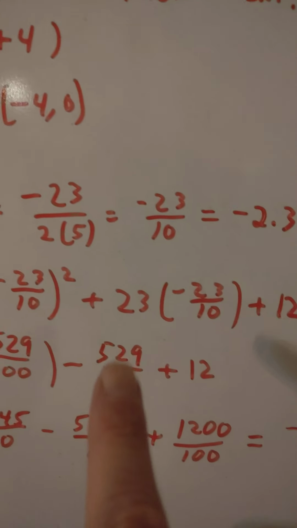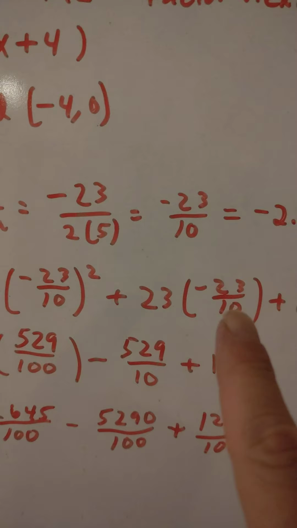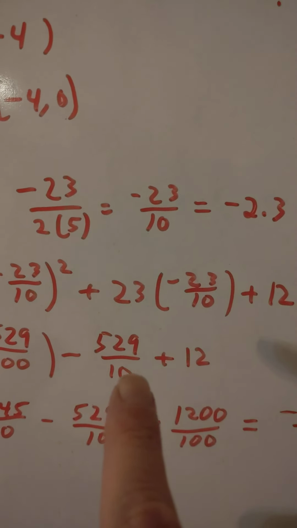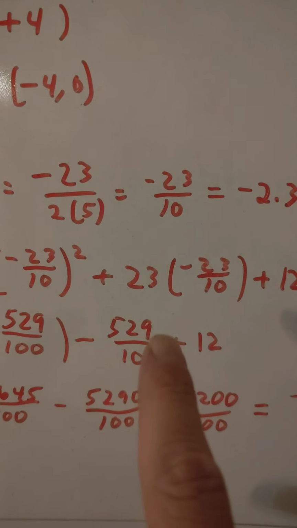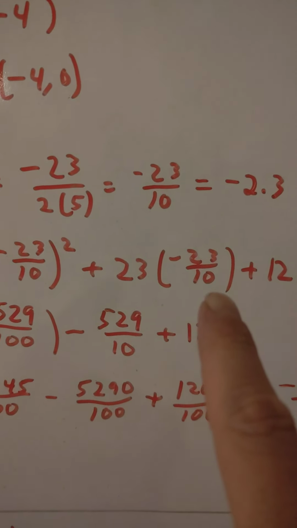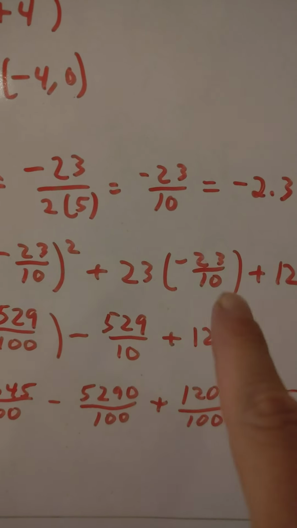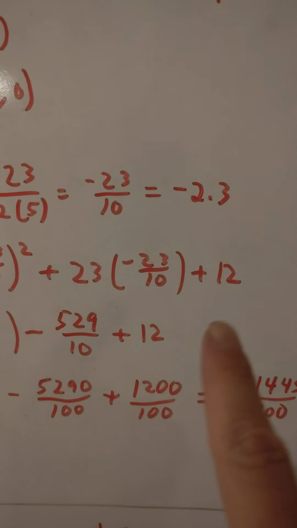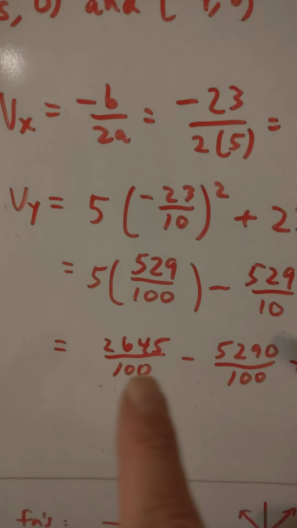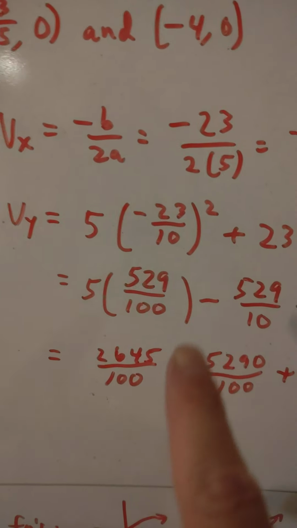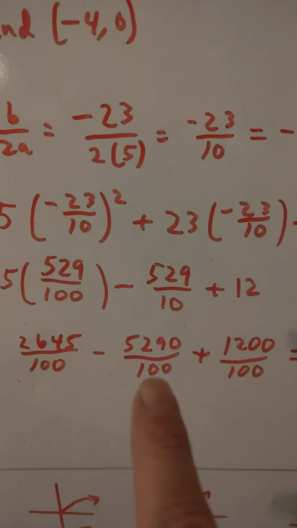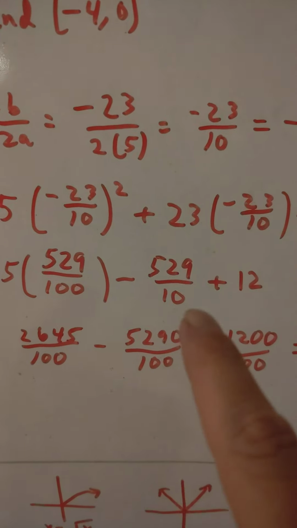So we get this. And what's a positive 23 times a negative 23 tenths? Isn't the sign negative? So you get the sign for free. And just multiply 23 times 23, you get 529, or negative 529. And this is just 10, because what's 1 times 10? 10. Okay, plus 12. And what's 5 times this fraction? Again, just multiply the numerator by that 5. So you get that. And then I wanted a common denominator, so I multiplied top and bottom by 10.